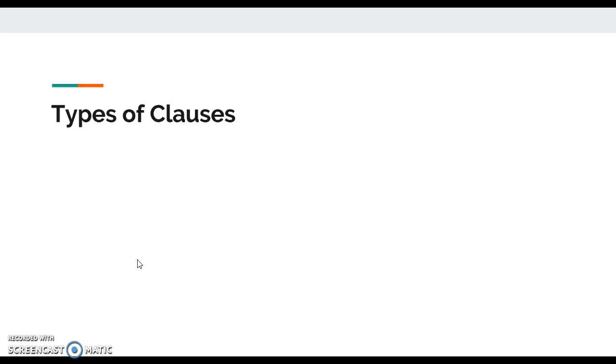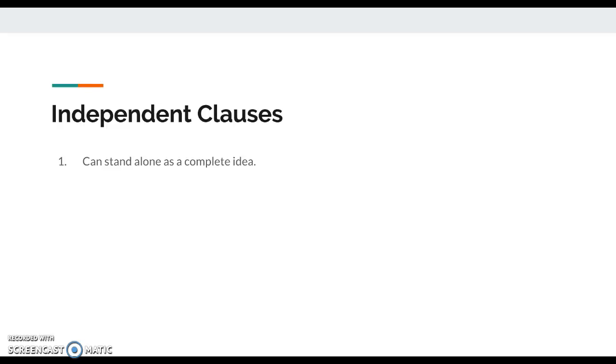Okay, so we have different types of clauses. We have two types actually. We have independent clauses and dependent clauses. Independent clauses are clauses that can stand alone as a complete idea. So for example, she walks to school every day. We have a subject, we have the verb, so this is a clause and it's a complete idea, meaning that this sentence can stand by itself and it makes total sense.